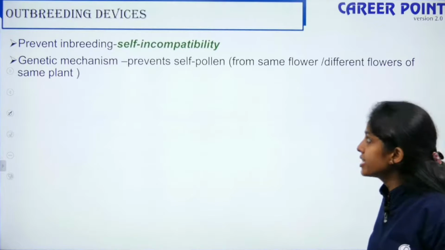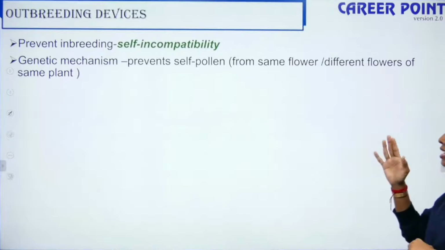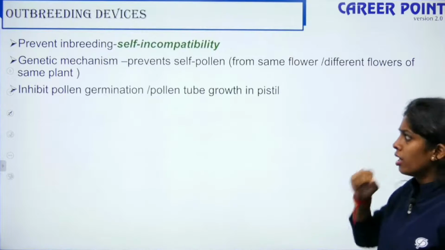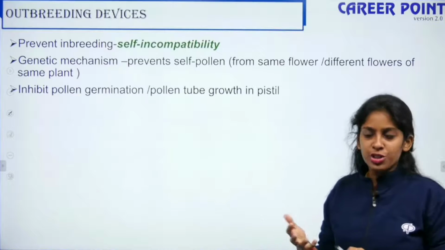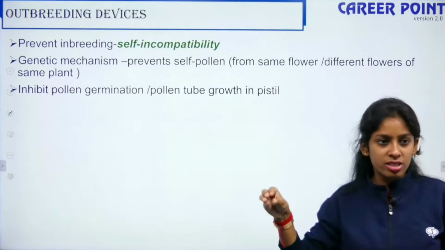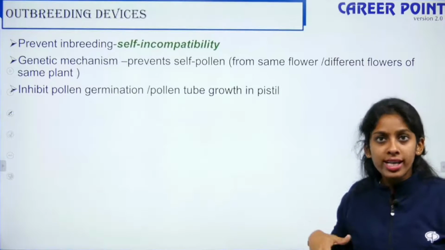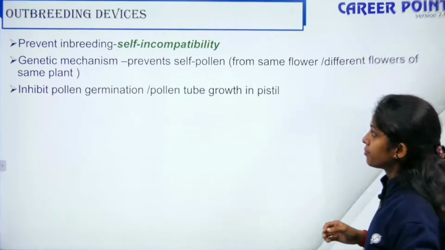Sorry, so this is a genetic mechanism and this prevents self-pollination. They inhibit pollen germination because once the pollen grain reaches the stigma, it now has to germinate and reach the egg gamete, right?